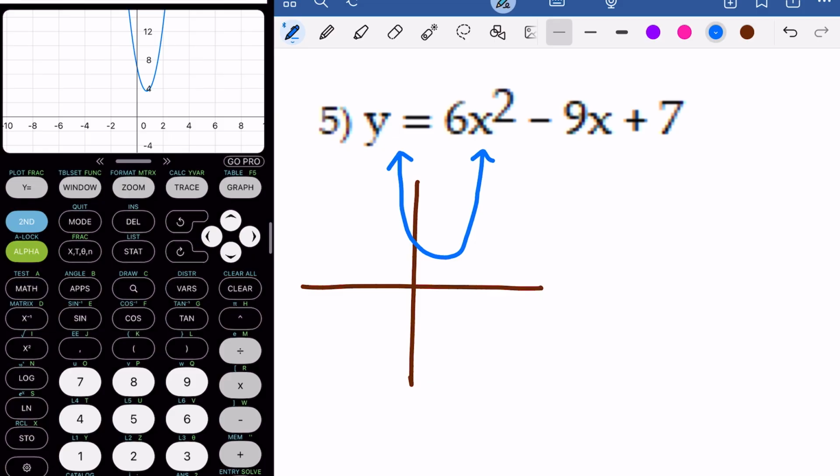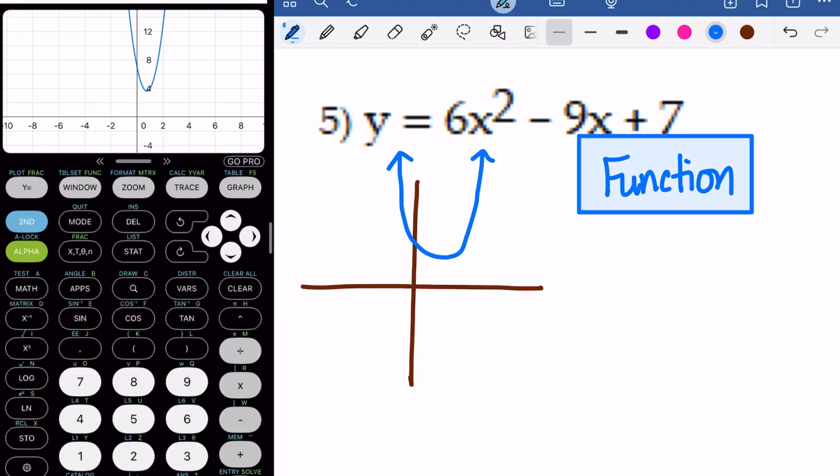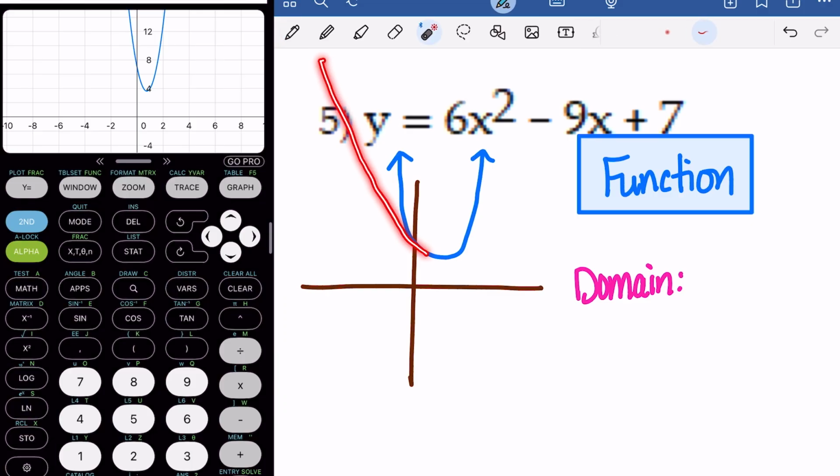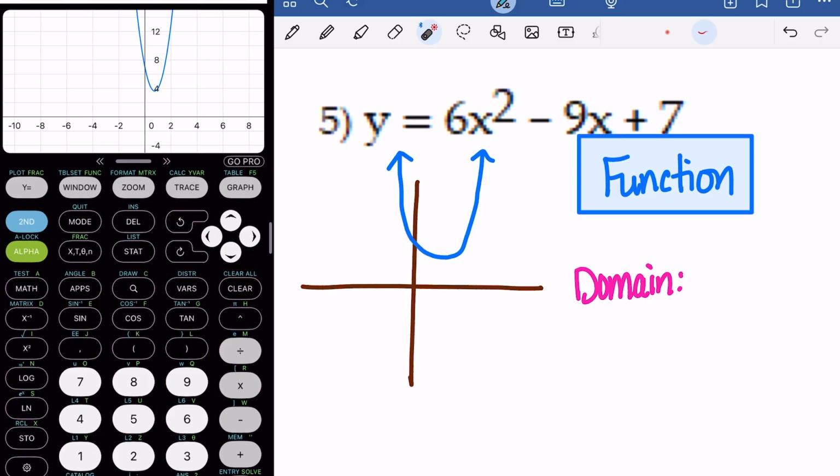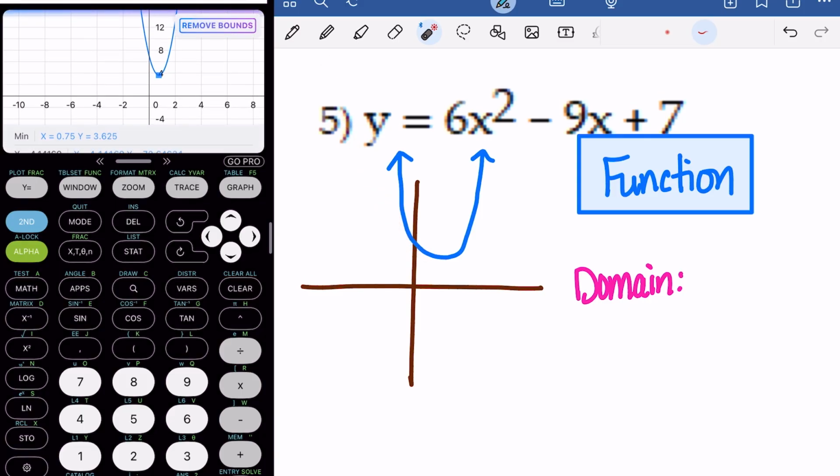Now, is this a function? Does it pass the vertical line test? Yes, absolutely. So it is definitely a function. Okay, that's the easy part. Now we're going to talk about domain and range. All right, so domain. If I look at my graph, I need to know what x's are included. Well, think about your graph. I know this graph is going to keep going. It's going to keep getting wider, the higher it goes up. And I can look at my graph and I can kind of see that.